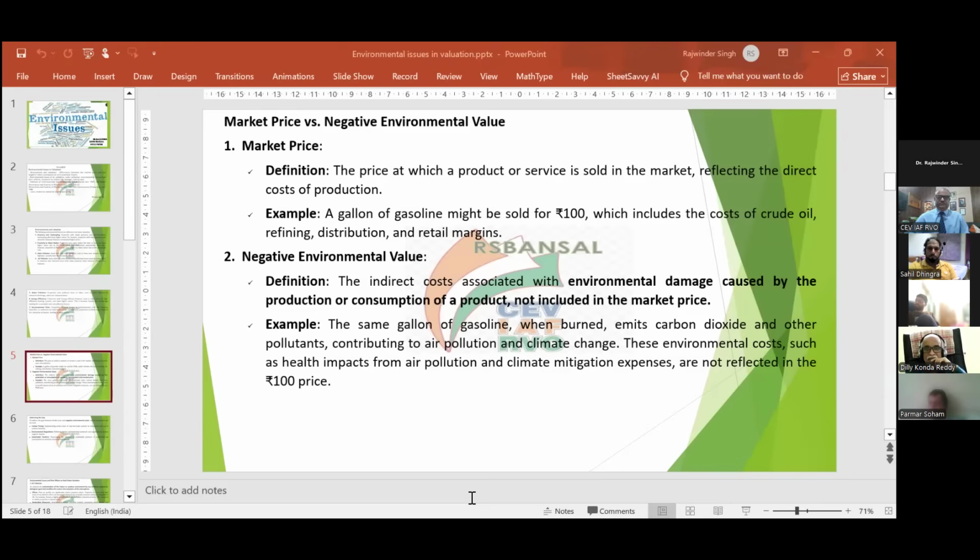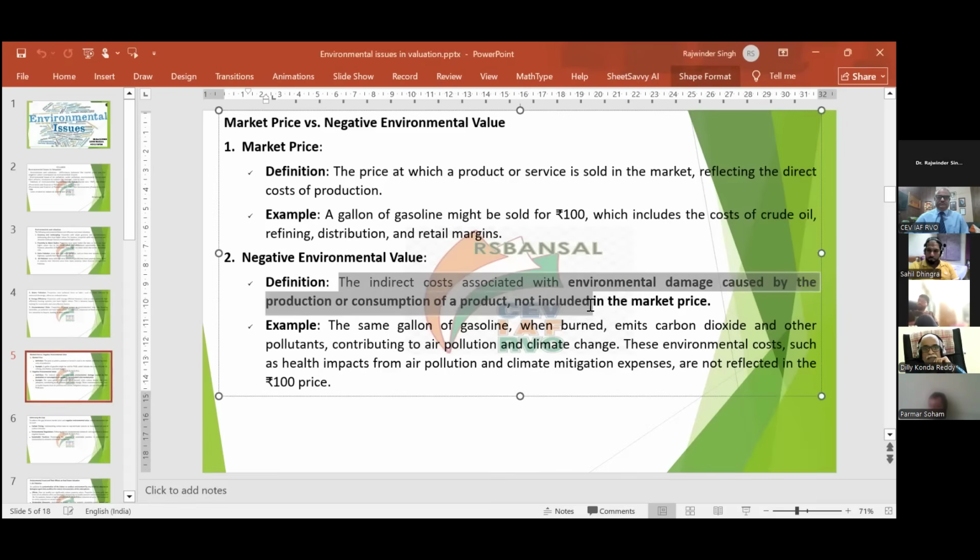But what is negative environmental value? These are the indirect costs associated with environmental damage caused by the production or consumption of the product, which is not included in the market price. See here, what is negative environmental value? This is the indirect cost associated with the environmental damage caused by the production or consumption of a product which is not included in the market price.